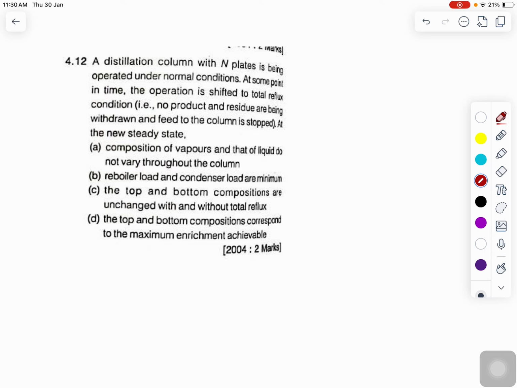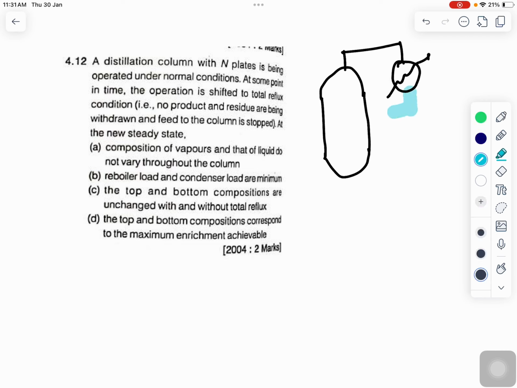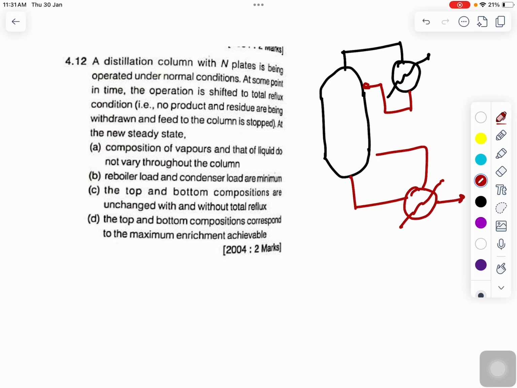Here you can see the question says that a distillation column with N plates is being operated in a normal condition, right? So you have a distillation column here, and at the top of the column we have a condenser. In the bottom of the distillation column there is a reboiler, and this one is the feed, this one is D, and this one is the bottom product. It is saying that the operation is shifted to a total reflux condition at the new steady state.